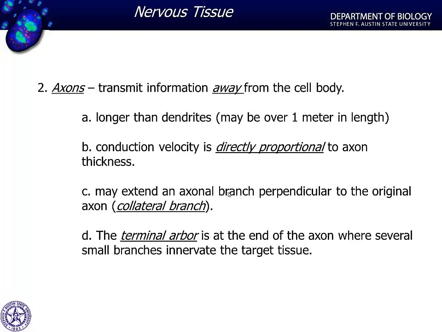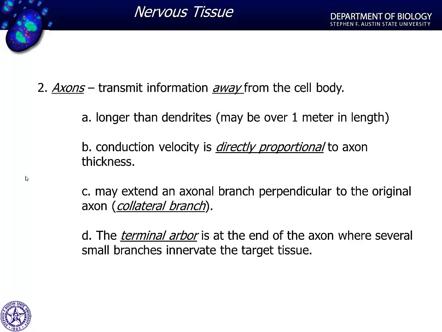So the axon, transmitting information away from the cell body, is longer than dendrites typically, and larger in diameter typically. We are going to see that conduction velocity is directly proportional to the diameter of that axon. And really the myelination that occurs enhances that thickness per se and enhances the conduction velocity. Remember, a myelinated axon transmits an impulse over 100 meters per second.